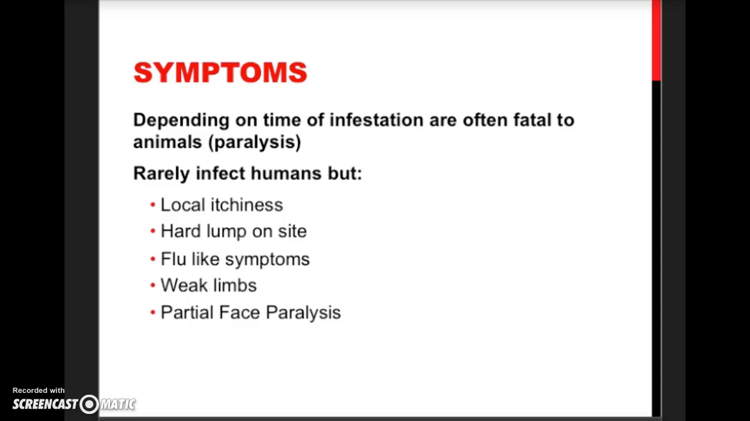The infection to humans causes local itchiness, a hard lump on the site of the bite, and then as it progresses, as time goes on, flu-like symptoms can occur, weak limbs can occur, and as the tick stays on longer and longer, partial face paralysis can occur in the human as well.